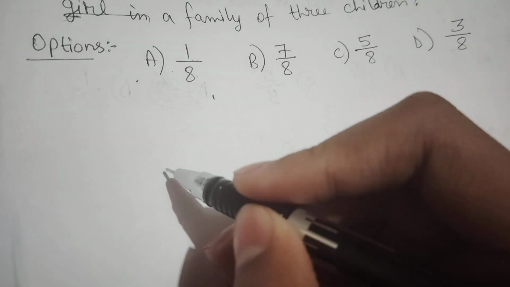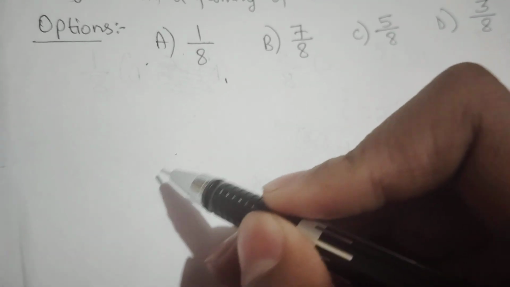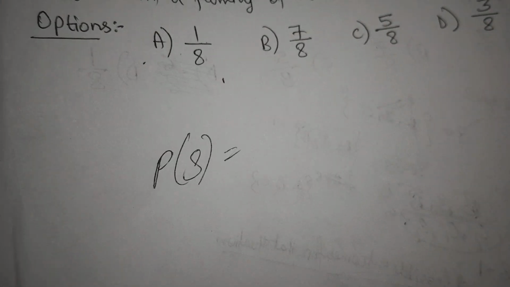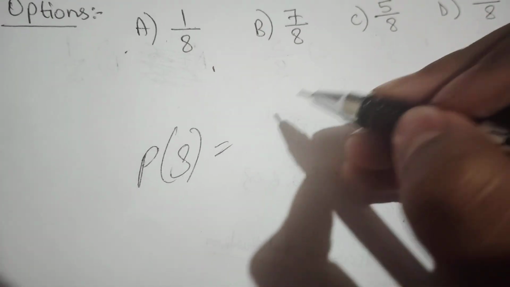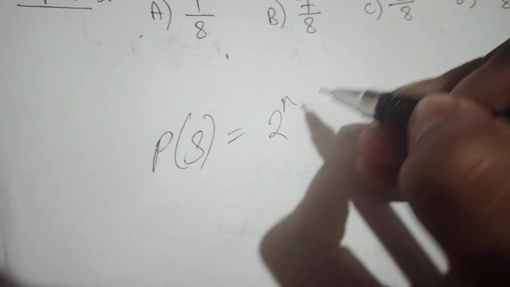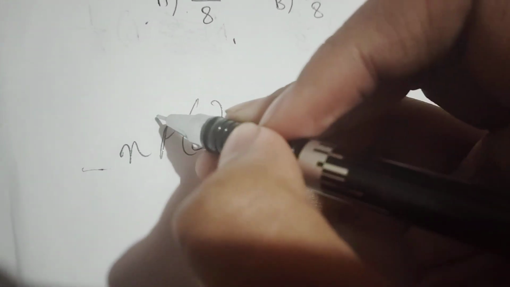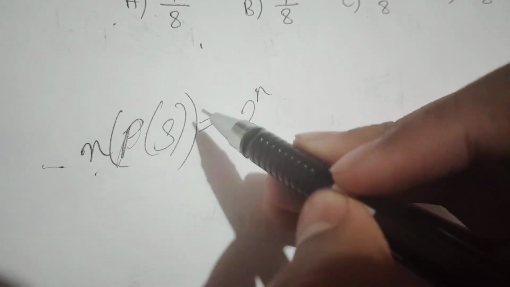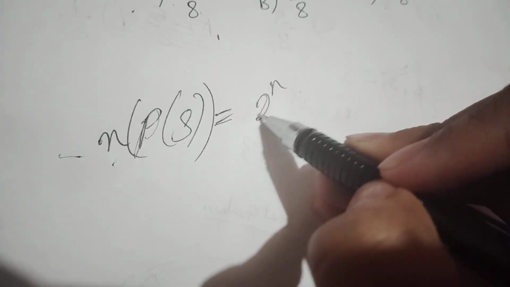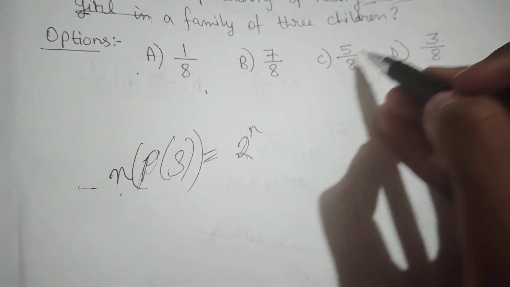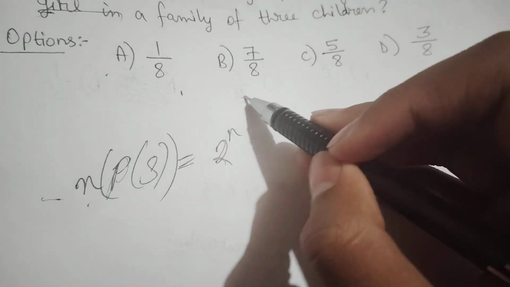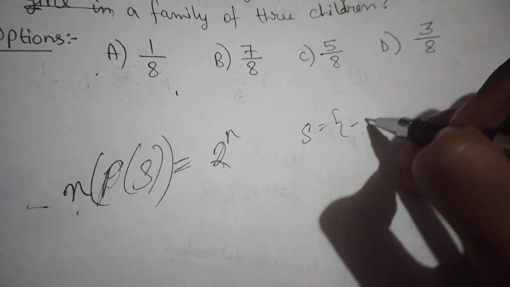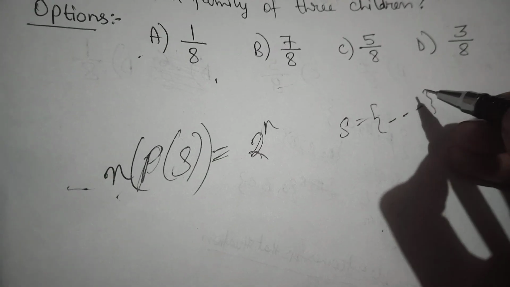So what is the thing here? Whenever you have this kind of question, I would like you to use the power set of a set having n elements. That is just going to be 2 to the power n. The number of elements in the power set of S is equal to 2 to the power n. And what is n? n is just the number of elements in the sample space. What is the sample space? Well, that is just a set of different elements possible.